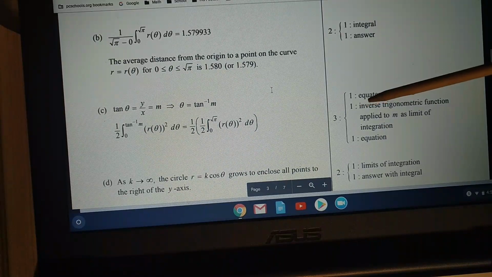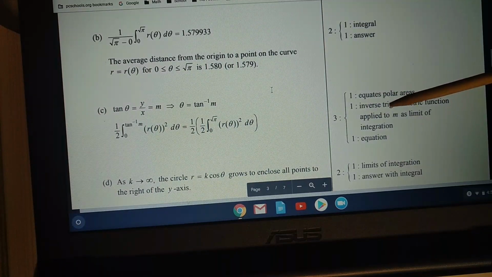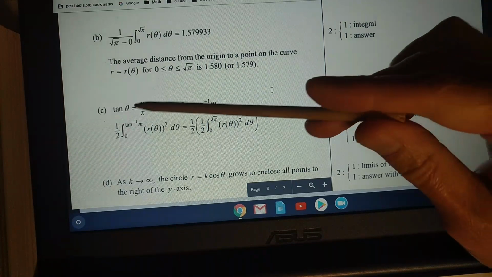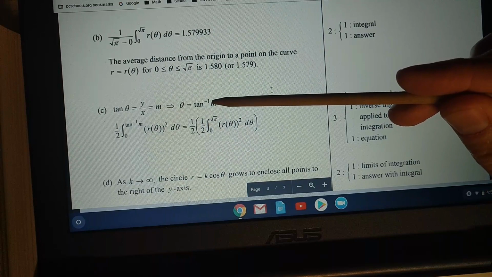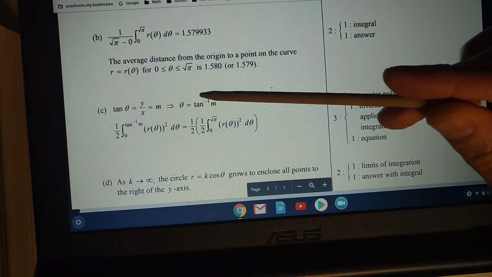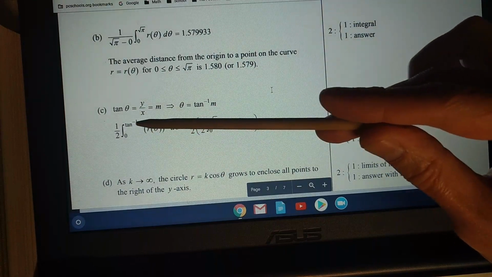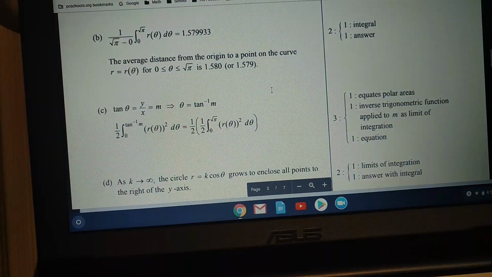You get a second point if you have an inverse trig where m is the limit of the integration. So in other words, if you understand that this m that they're talking about goes into an inverse trig function. So if we see that expression anywhere, an inverse tangent of m, or they could refer to that as an inverse sine or inverse cosine, that would also work. But some sort of inverse trig of m, you get that second point.